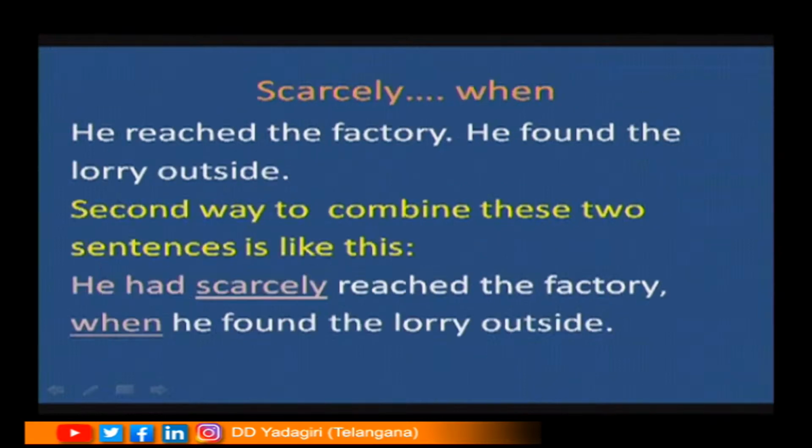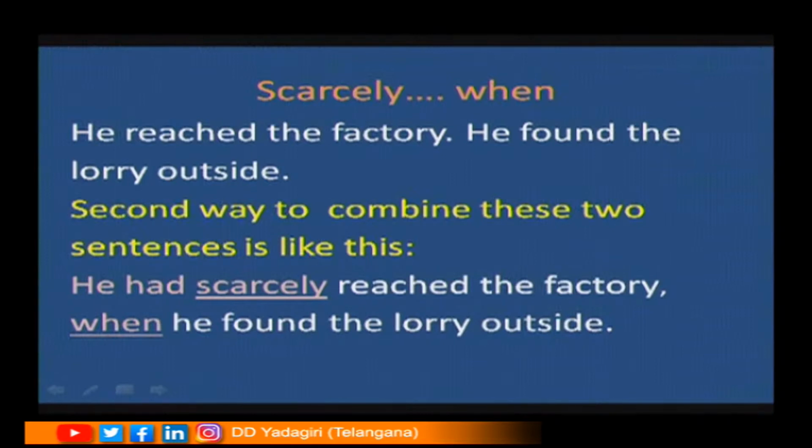He reached the factory. He found the lorry outside. The second way to combine these two sentences is like this. He had scarcely reached the factory when he found the lorry outside. What did I do, children?